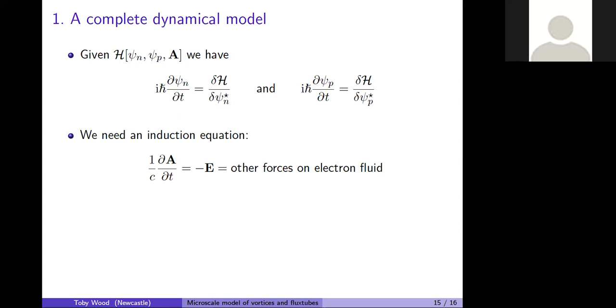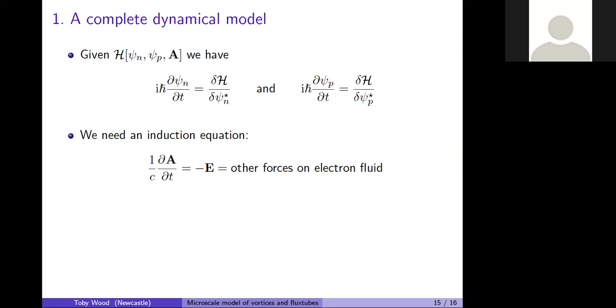So what we need is an induction equation. We need, in other words, to somehow find a closed form representation for the electric field in this system. And the standard way of doing this in MHD is that you consider the balance of forces on your electron fluid. E is one of them. Whatever other forces you think are important, you stick on the right-hand side. And if you can evaluate them, then bingo, you've got an evolution equation for A.